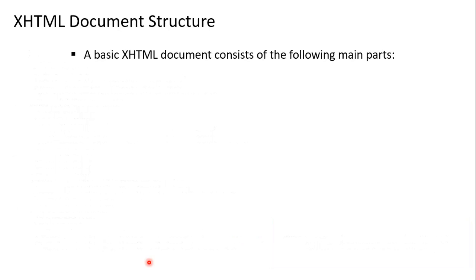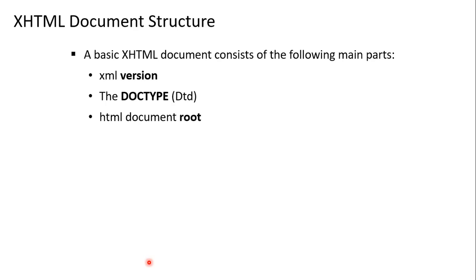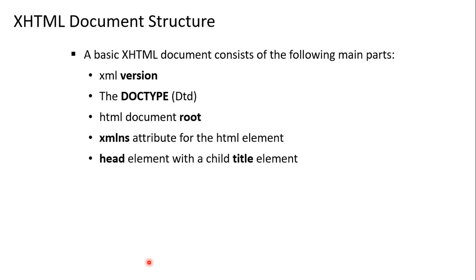So remember these four names. A basic XHTML document consists of the following main parts: the XML version, the doctype DTD, the HTML document root, the XML attribute for the HTML element, and the head element with a child title element. In head we have a title, which I have explained in HTML. The body element is the same as in HTML. So this is the structure.